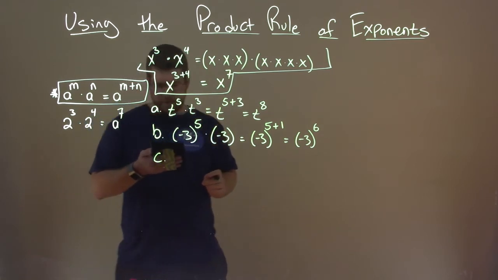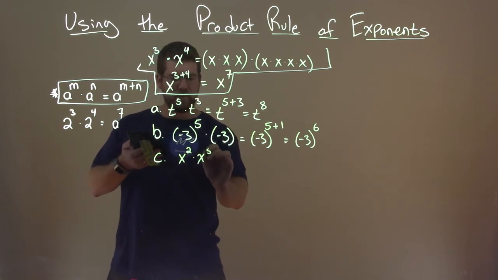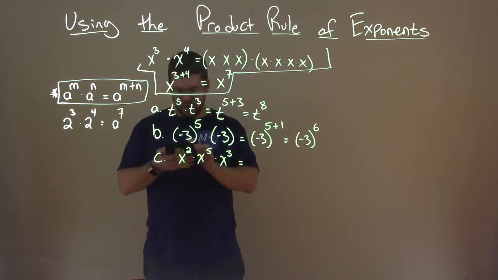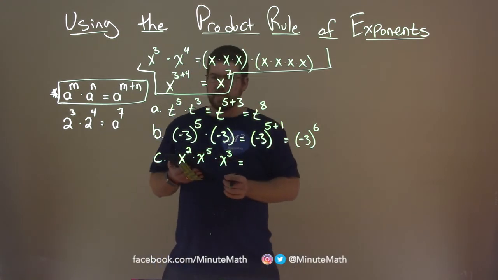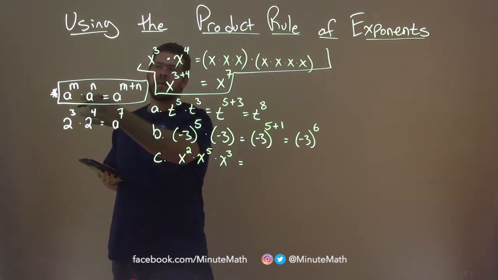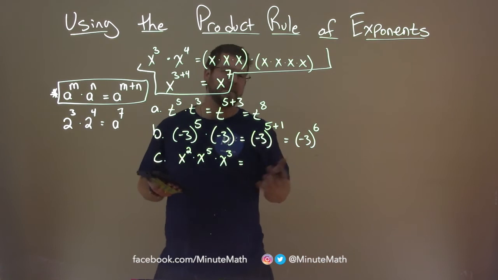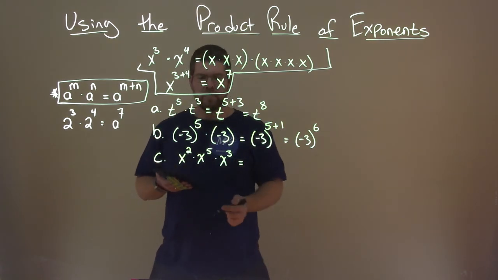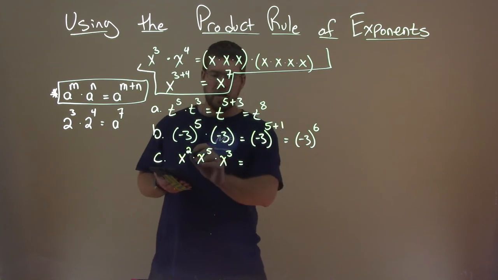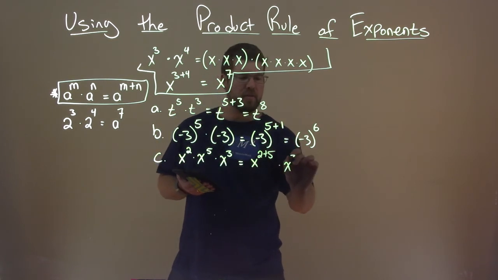Lastly, C here. We have x squared times x to the fifth times x to the third power. So let's simplify that. Well, what's tricky here? Look at the product rule. It has two bases, and only two items we're multiplying. We have three here. We could add all of them, and eventually we can because it's all multiplication, but let's show our properties. We can deal with the first two, x squared times x to the fifth. That's x to the 2 plus 5 power times x to the third.